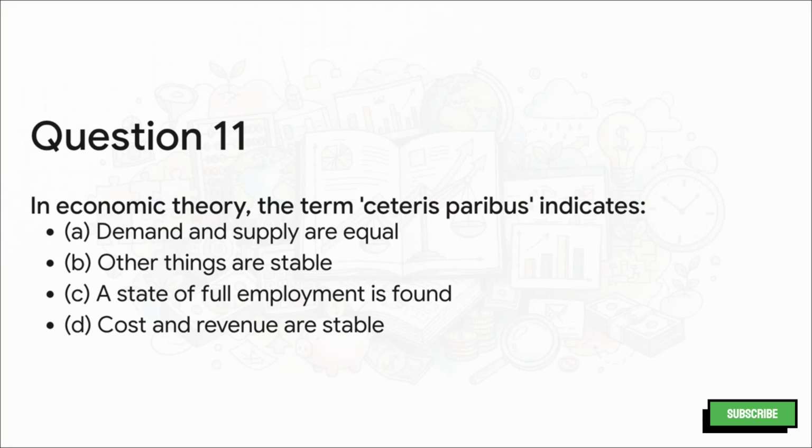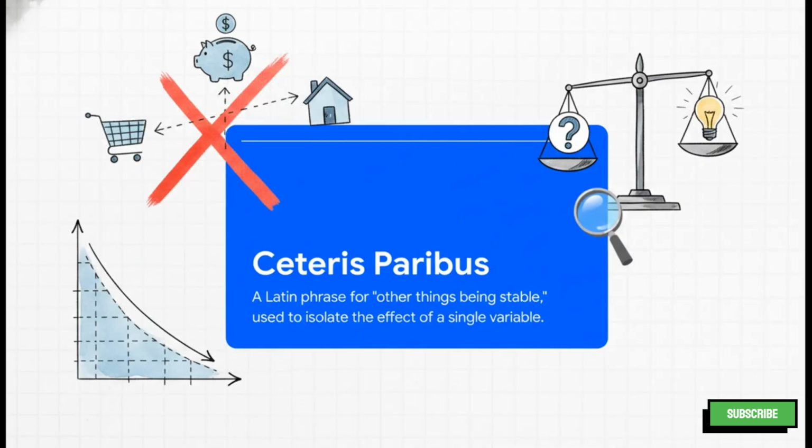So the first question of this set, question number 11. In economic theory, what does the term ceteris paribus signify? Your options are A, demand and supply are equal, B, other things are stable, C, a state of full employment exists, or D, cost and revenue are stable. This is a really foundational assumption in economics. And the correct answer is B, other things are stable.